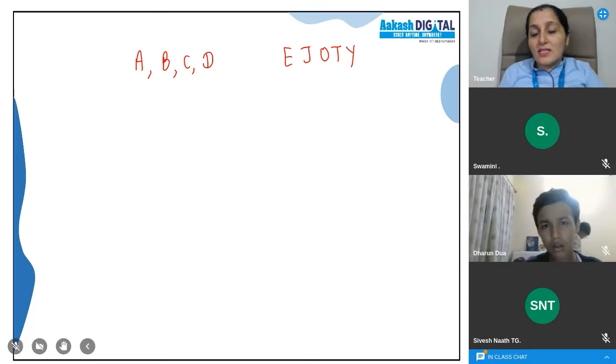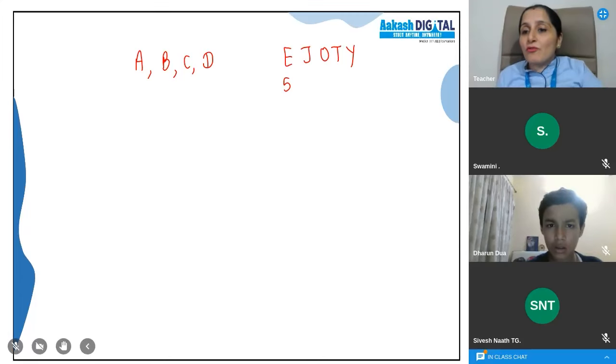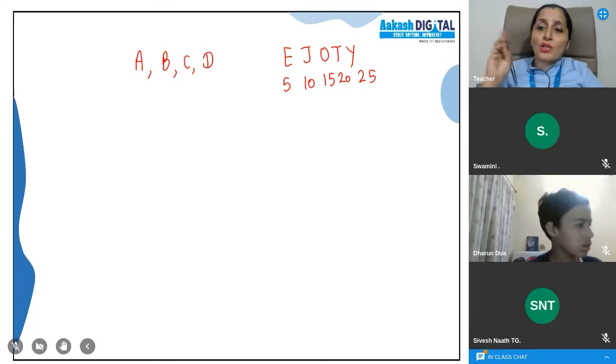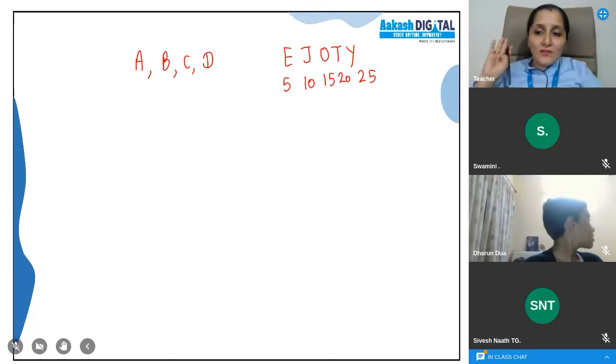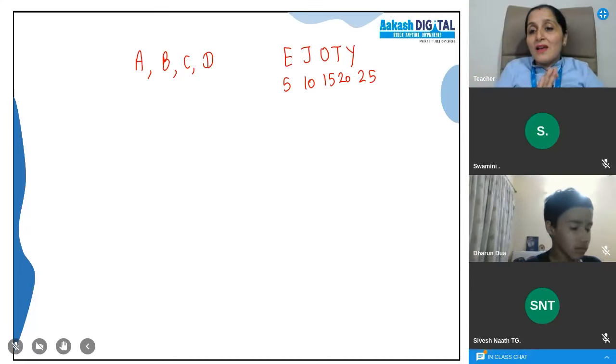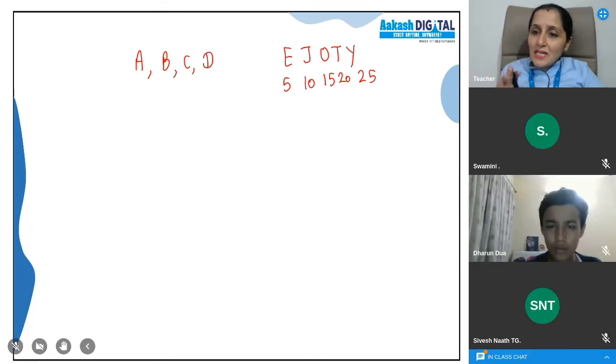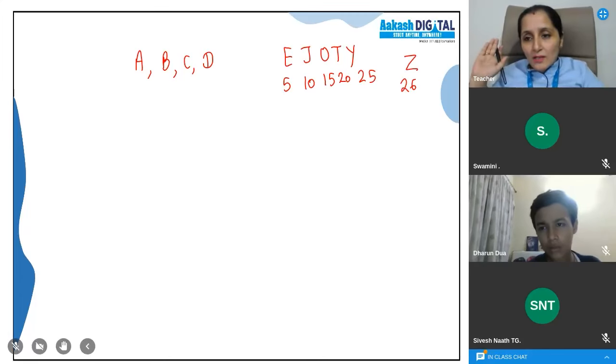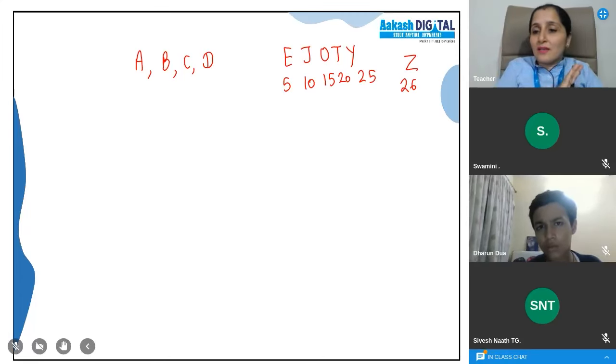Now, next that you have to memorize is EJOT. What is EJOT? E5, table of 5. E5, J10, O15, T20, and Y is 25. I don't think there is any need to memorize them. EJOT: 5, 10, 15, 20, 25. So total 9 alphabets done: A, B, C, D, EJOT. And after that, the last one is Z. Z is the last alphabet, 26, so no need to explain that. So there is no need of any trick for these 10 alphabets: A, B, C, D, EJOT, and Z.